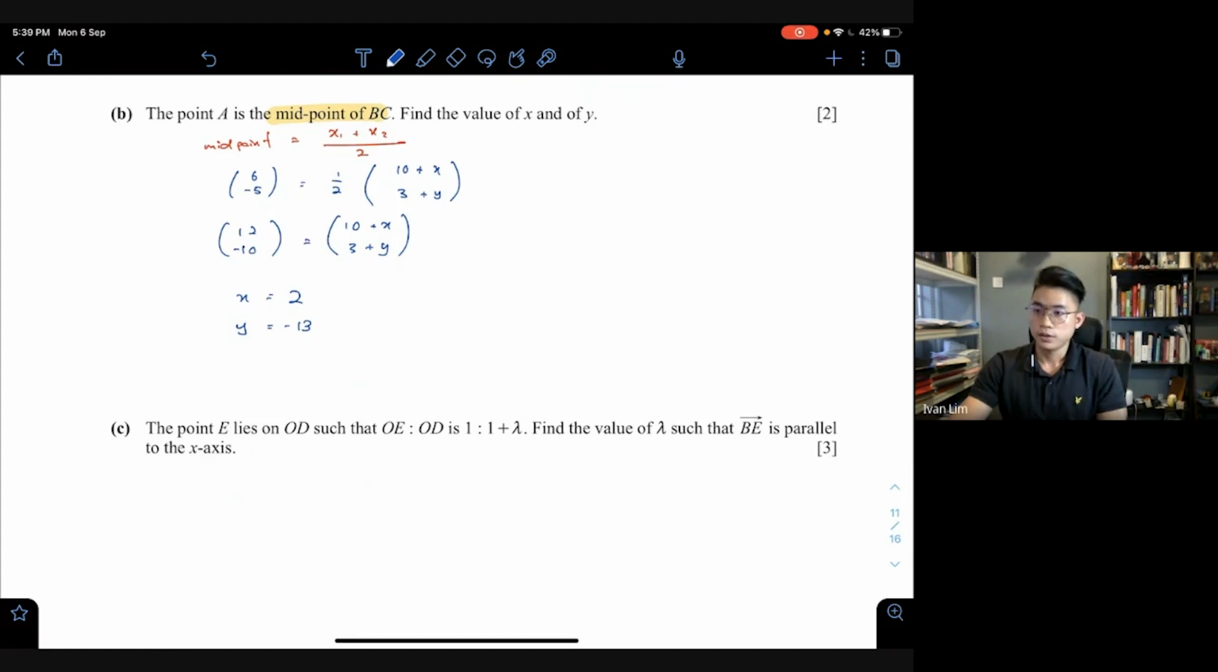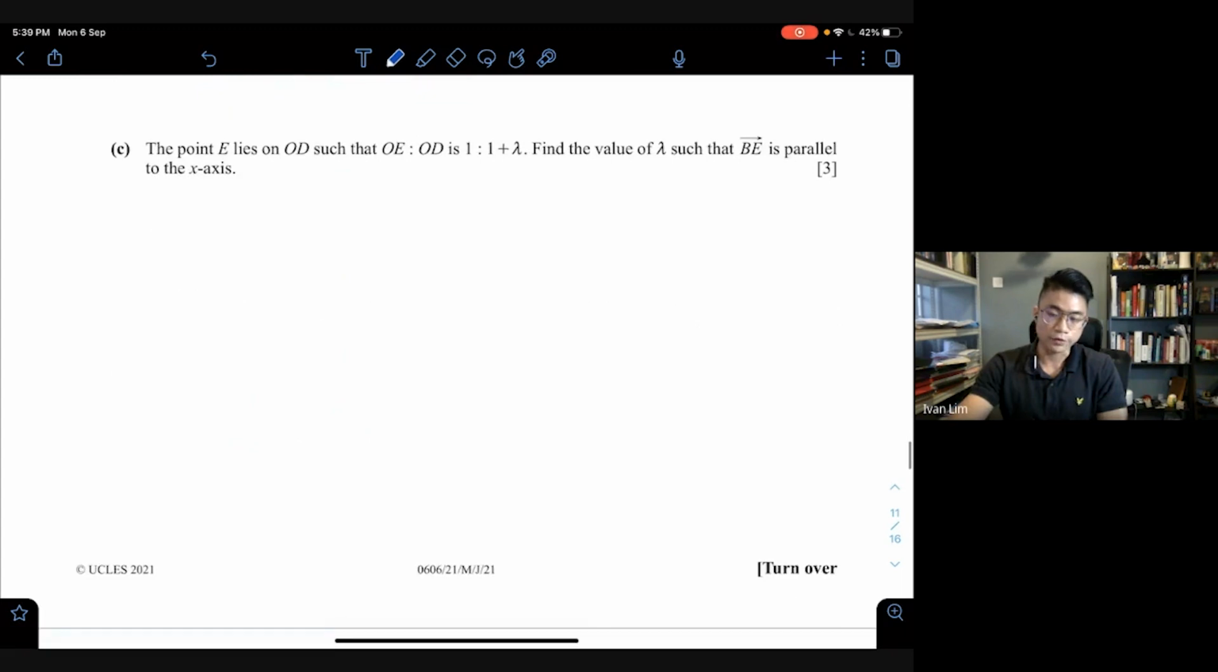Okay, last one. I've taught you all the concept, but I don't know whether you all know how to apply or not. When we talk about parallel, okay, the point E lies on OD such that OE to OD is 1 to 1 plus lambda. Find the value of lambda such that BE is parallel to the x-axis.